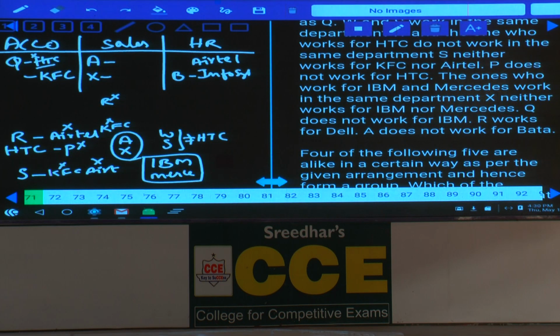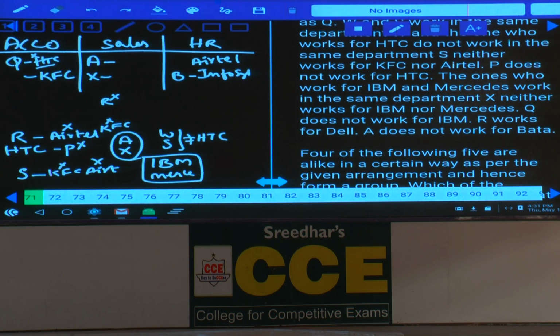As only two persons were there, X is neither IBM nor Mercedes, and this X must be in some other department. Then if Mercedes and IBM must be together, we'll have three persons from sales. That will be ruled out. Hence, A and X, this IBM and Mercedes cannot be in the sales department. Hence, IBM and this one can be either in accounts or in HR.